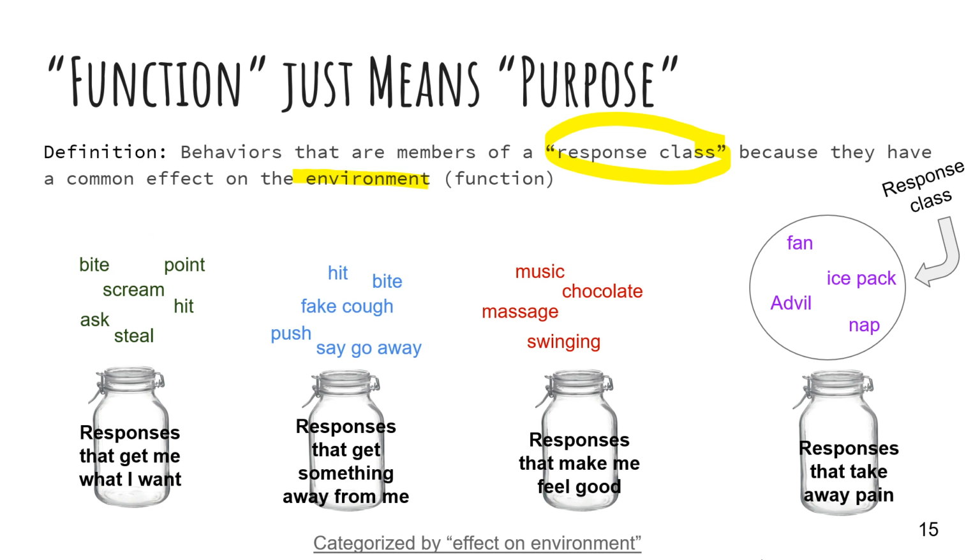The second jar are responses that get something away from me. So when you're trying to avoid somebody or something, maybe like doing the dishes or avoiding an in-law or avoiding going to work, I could engage in all these behaviors. So hitting, biting, faking a cough, pushing somebody, calling somebody and saying, hey, I can't come into work today, saying go away. All these responses function to get somebody away from me or get a task away from me.